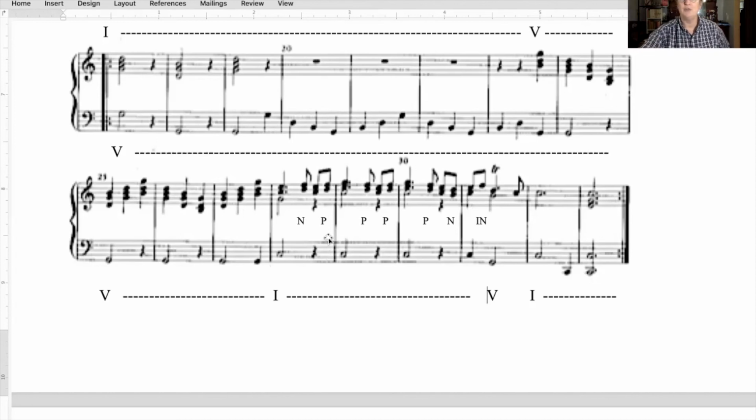We also have a number of passing tones here. All of these chords that I've labeled with a P are passing tones. The Fs always connect an E going to a G or a G going down to an E. And the Ds always connect an E going down to a C or a C going up to an E. So here's what those passing tones sound like.